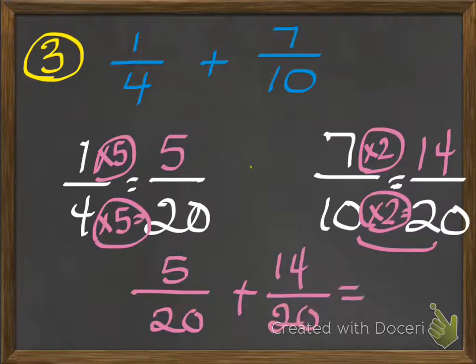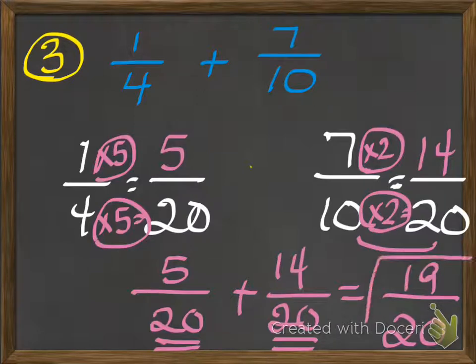Now I can add my fractions together because they have a common denominator. That means the bottom number is the same. My answer is going to also have the same denominator. It's 20ths. And I add 5 plus 14. That equals 19. 19 20ths is my answer.